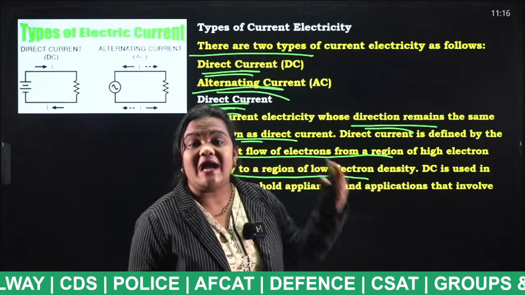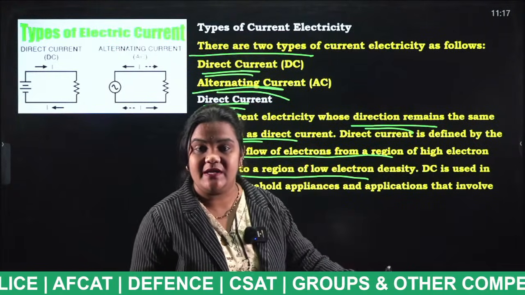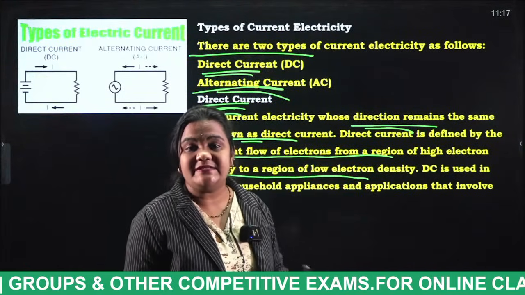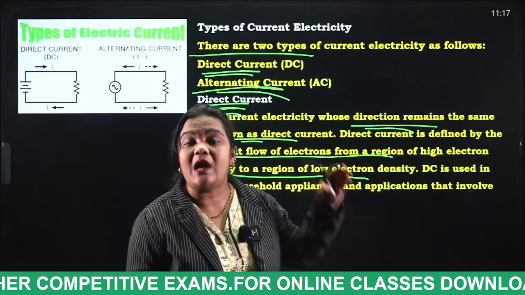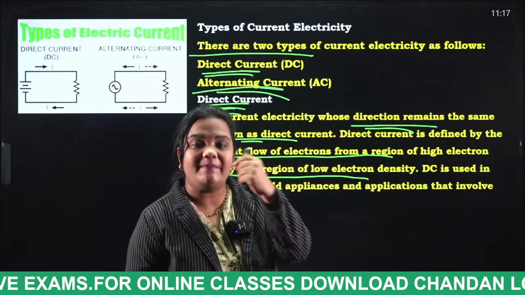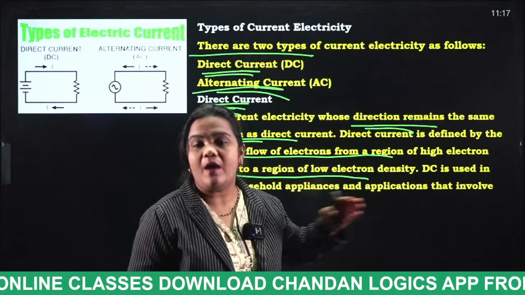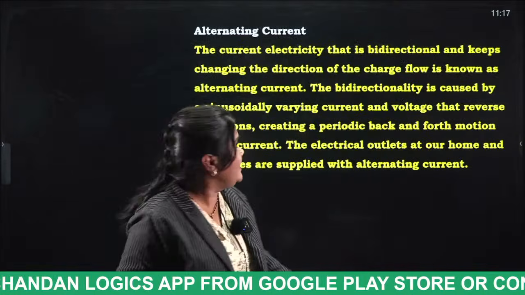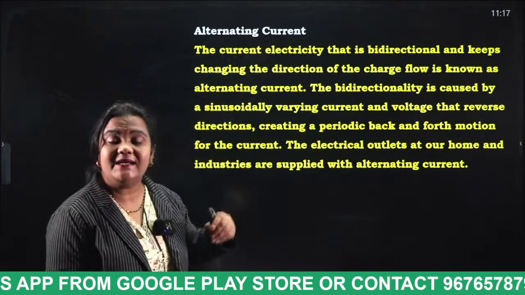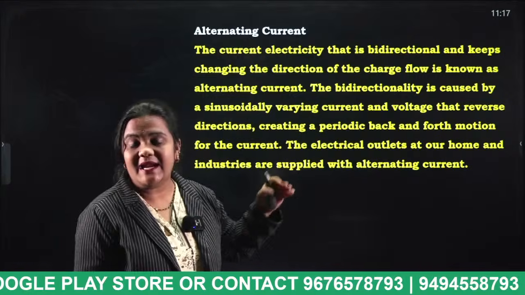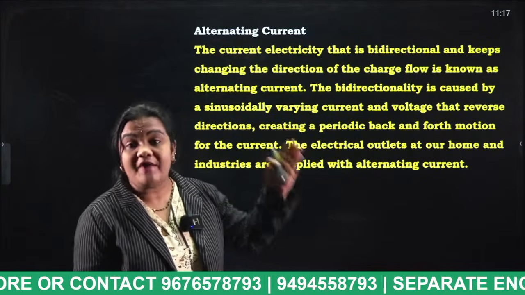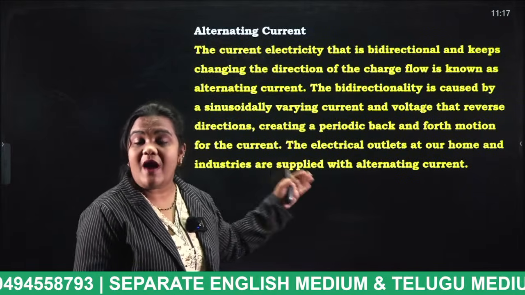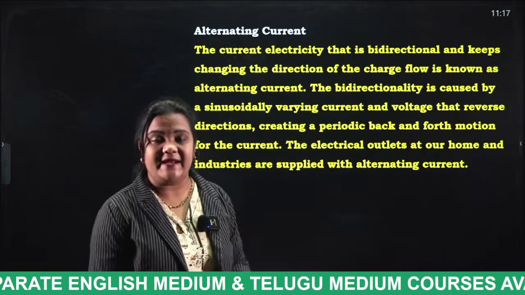In direct current, the flow of charges takes place in the same direction, and it is not harmful to us. Even if we keep the battery in our mouth, there will be no harm to us. That is the difference between direct current and alternating current. Now, what is this alternating current, students? Alternating current is a type of current electricity where the flow of charges takes place in different directions.